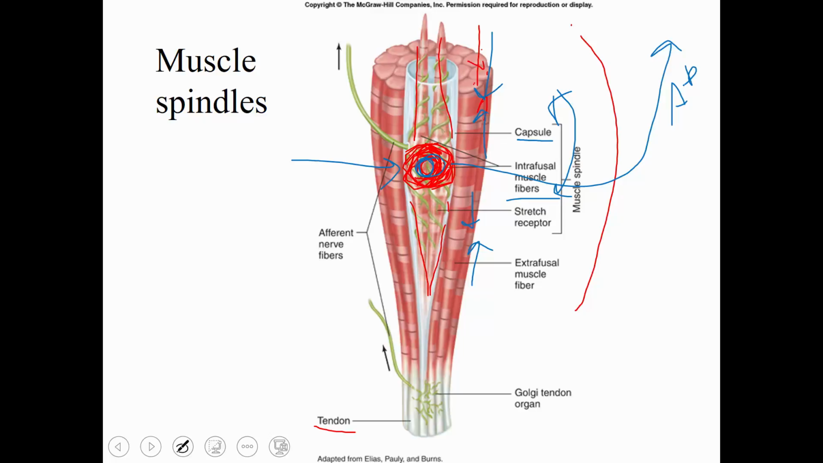Now, in addition, in the tendon, we see another set of receptors. Those are the Golgi tendon organs. And when this muscle contracts really strongly, then this is going to send impulses to the CNS to say that a huge contraction is going on.